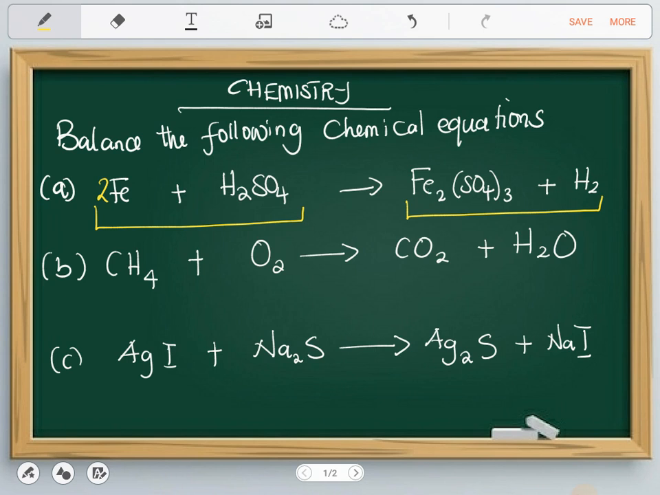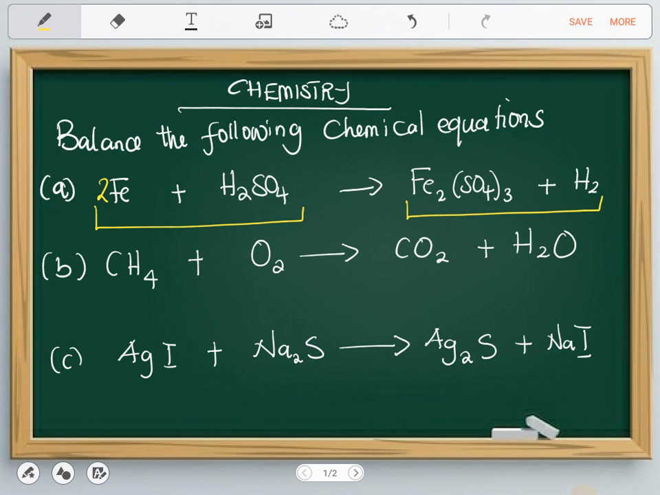All right. Next, how many hydrogen do you have this side? 2. And how many do you have this side? 2. So we don't have to temper that one. How many sulfates do you have? I've got 3 sulfates here, and I've got 1 sulfate. How many oxygens do you have? You've got 12, and here I've got 4.